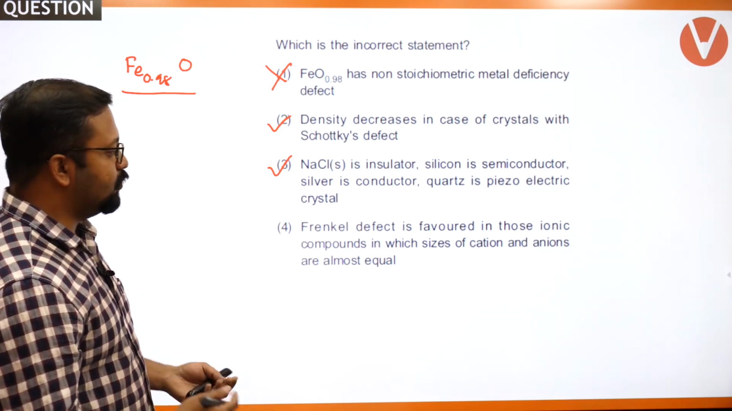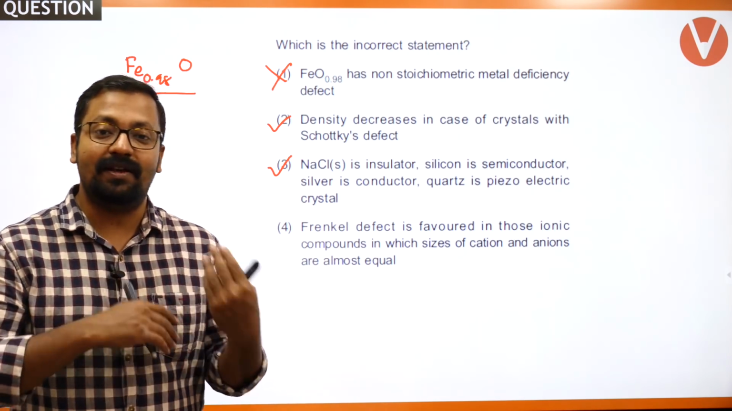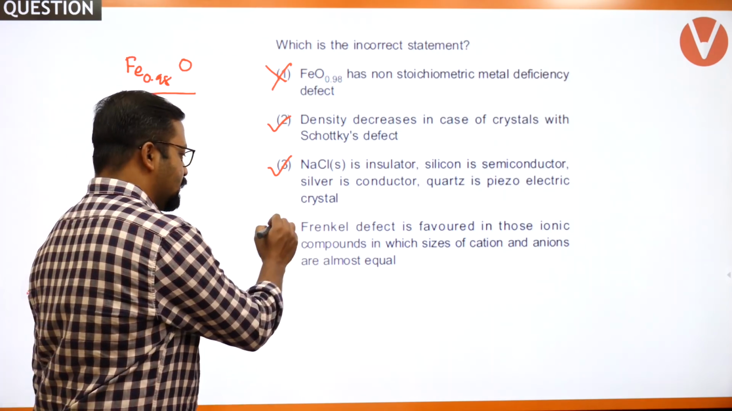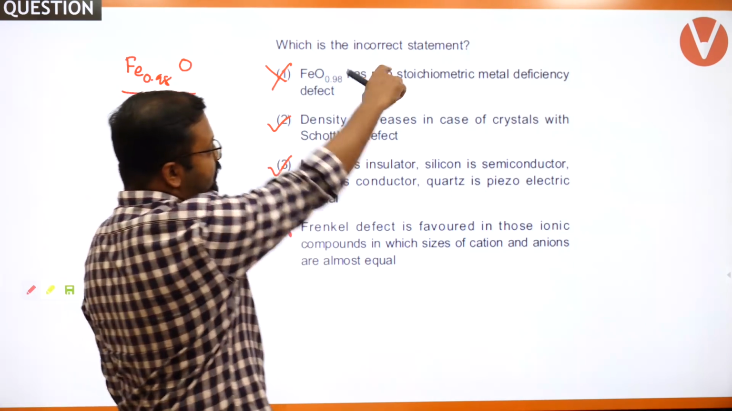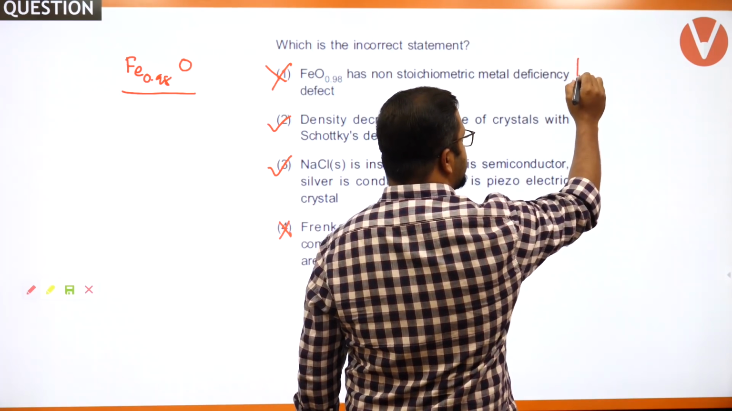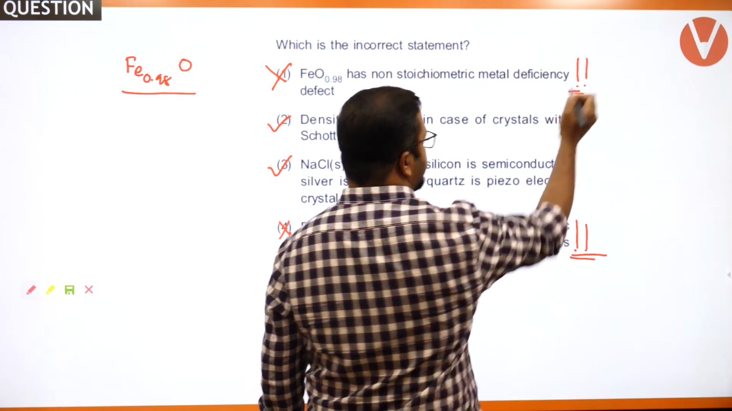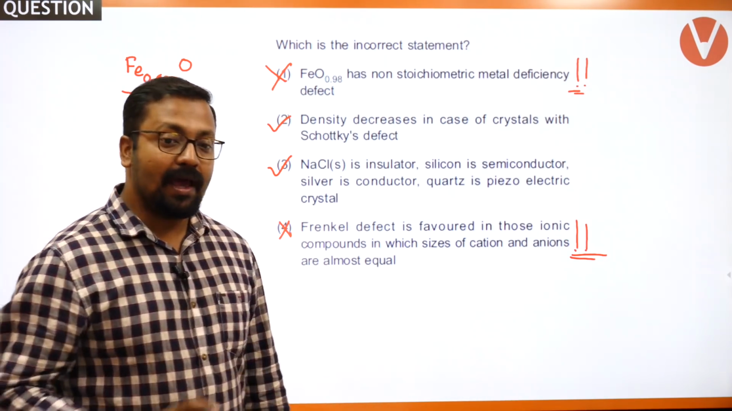Frenkel defect is favored in those crystals in which the sizes of atoms are almost equal. No, it is when the difference is very large. So this is an incorrect statement. Since it is being asked as the incorrect statement, this will be an answer to the question. Also, the first will be an answer to the question. So the right answer should be 1 and 4.